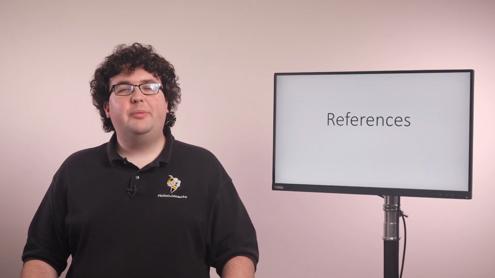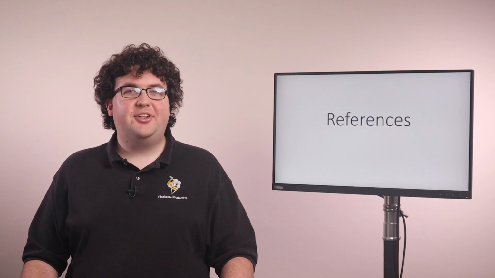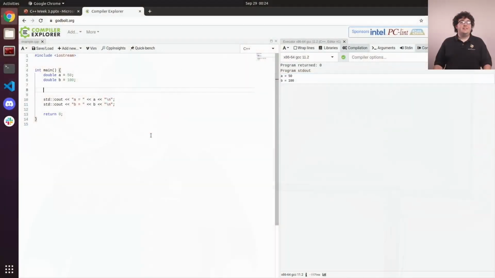In this video, we'll be talking about references. Let's start our discussion with an example. Let's say we've got two variables, a and b. We want to swap the values of a and b. A should end up with the value b started with, and vice versa. How might we do that?